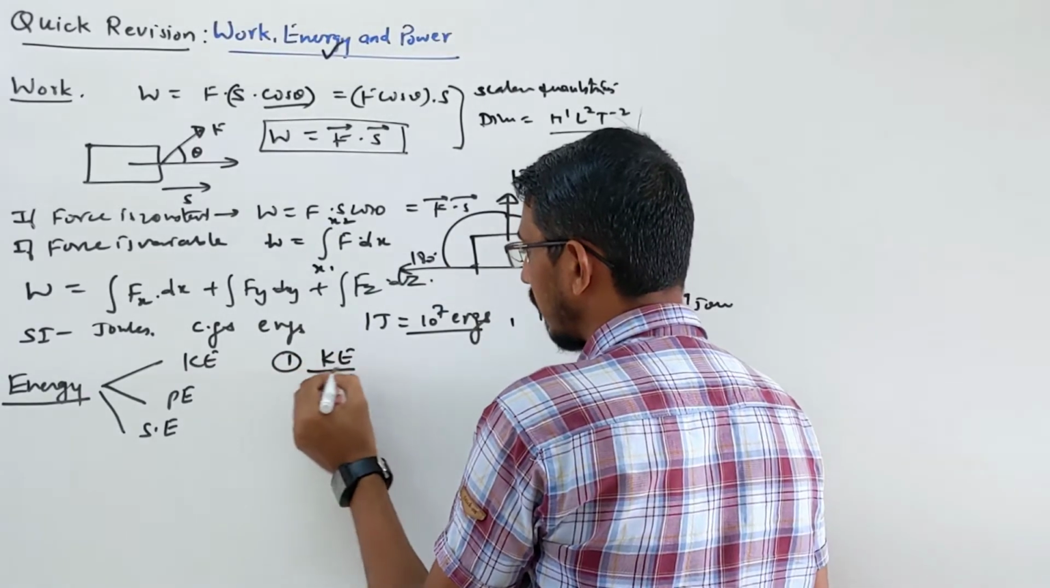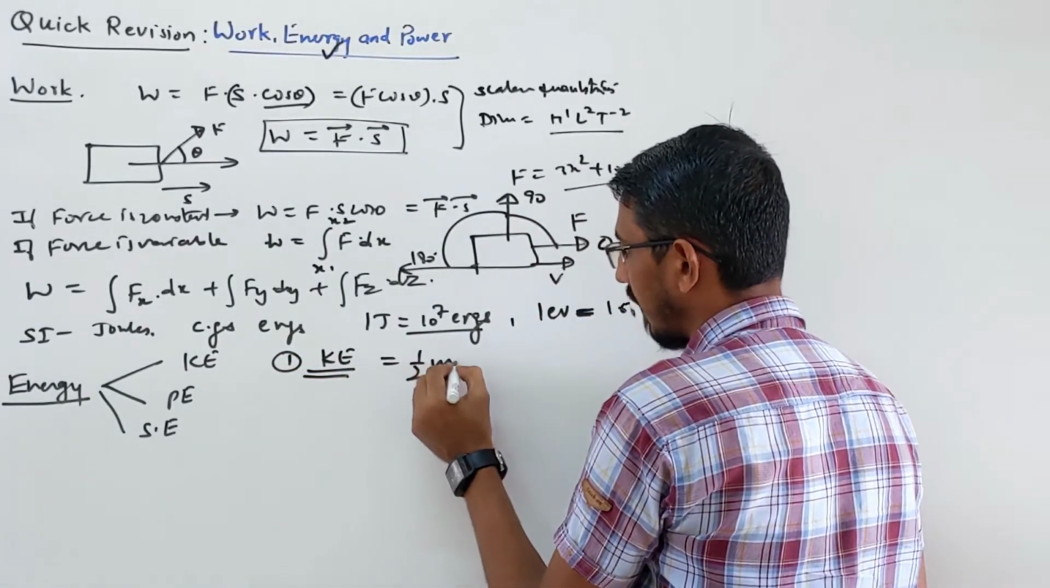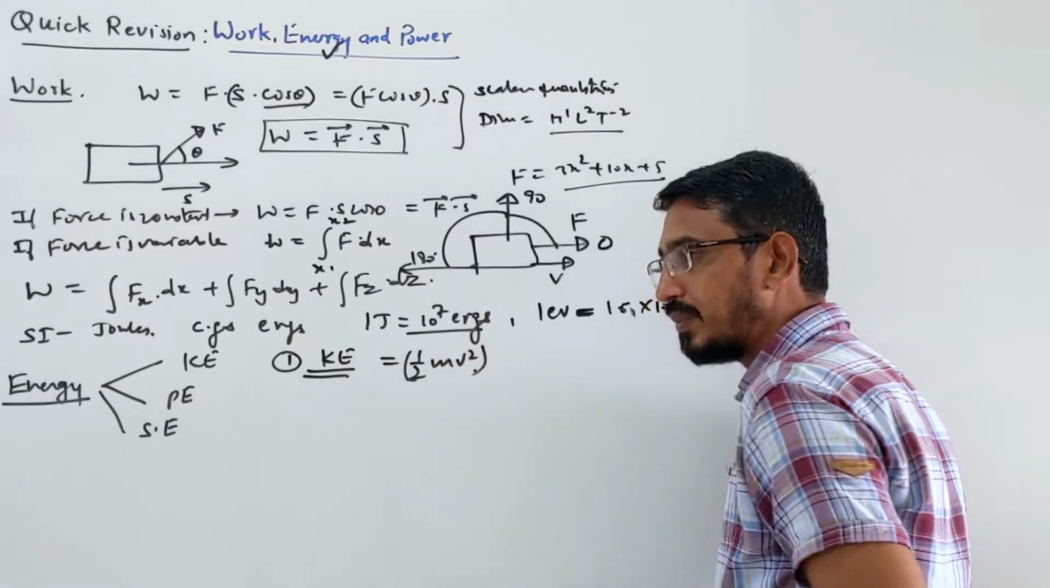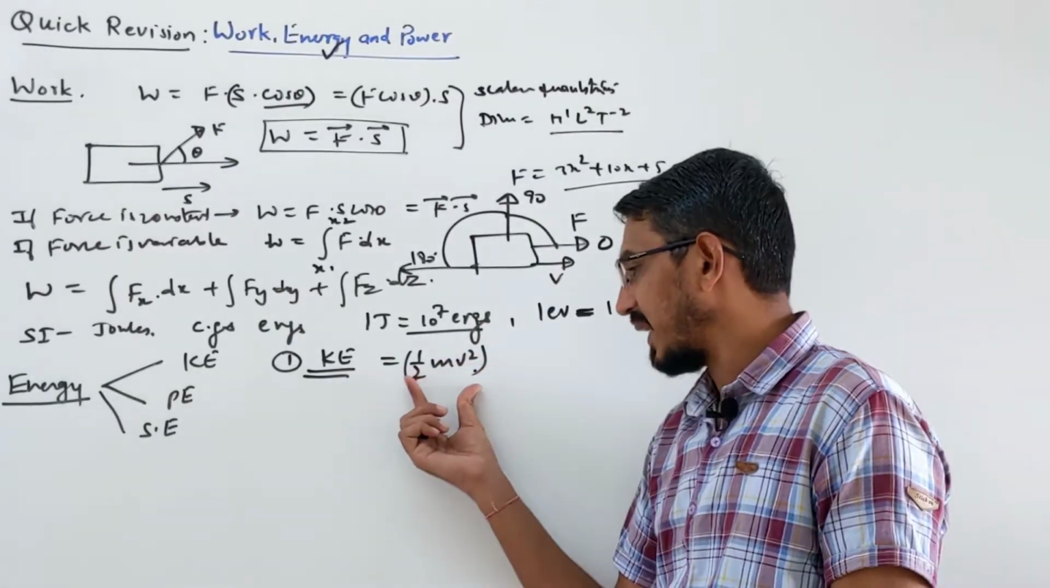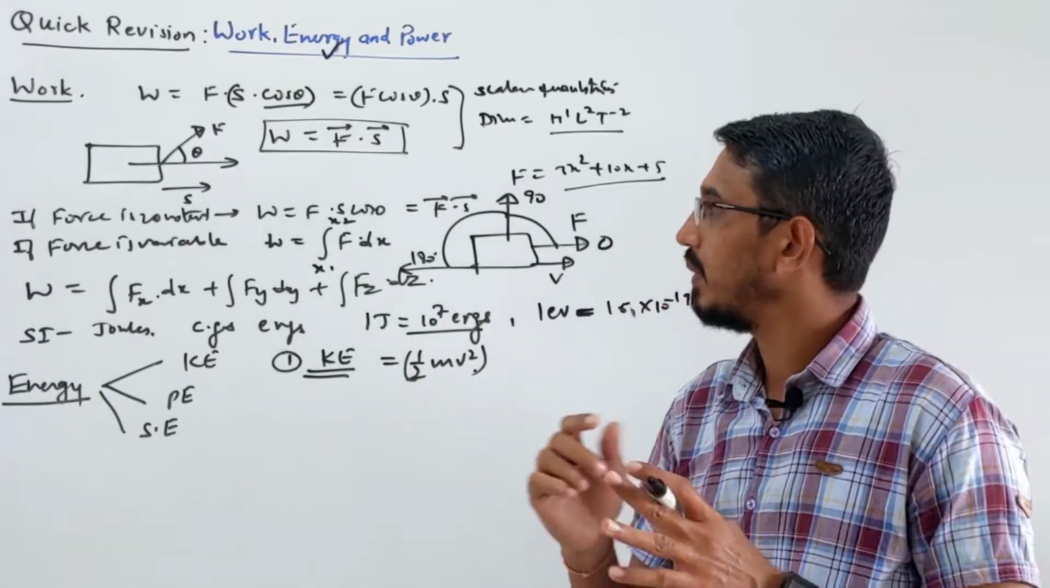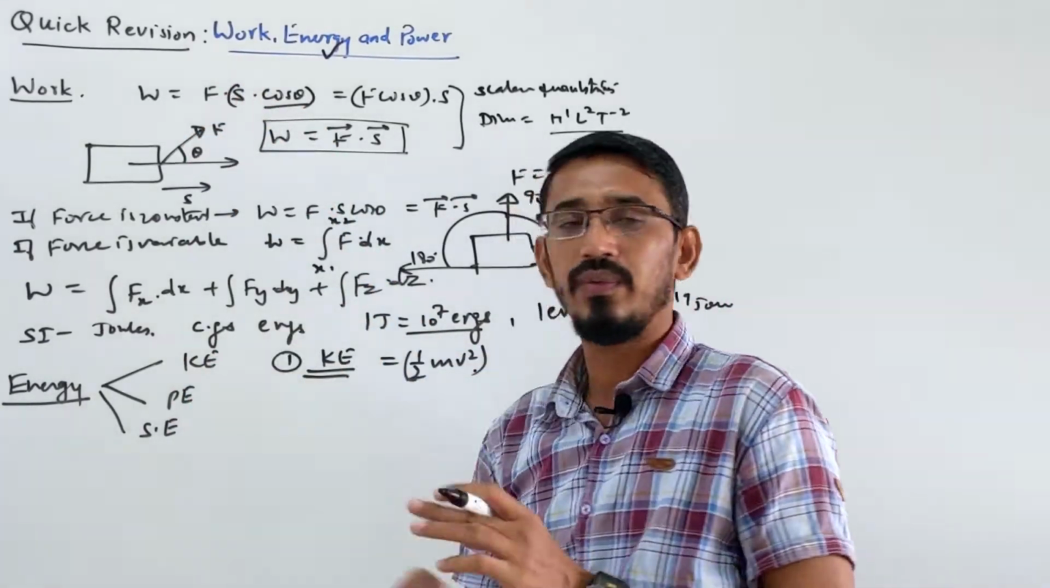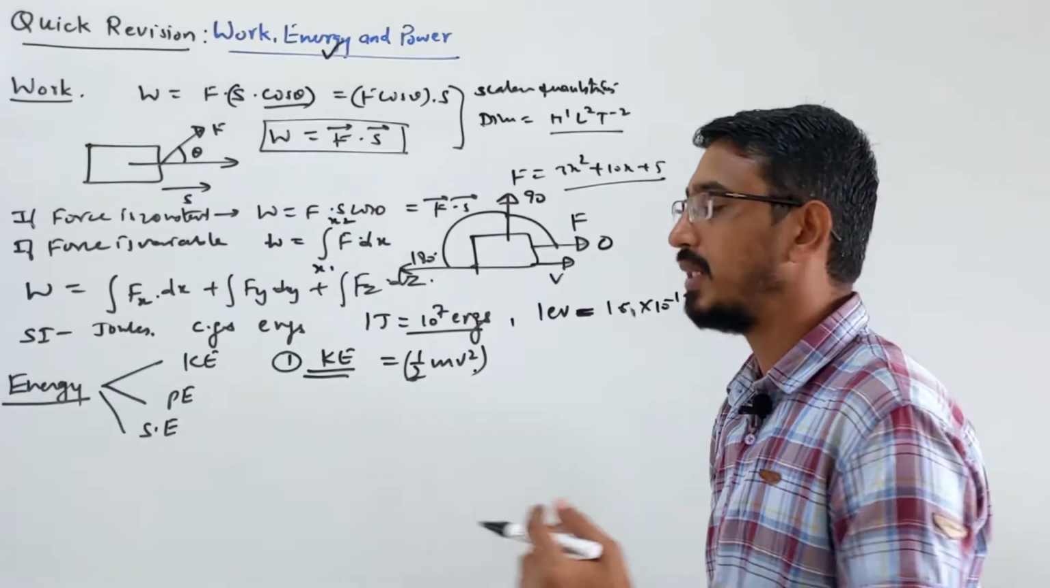In kinetic energy, the general formula everybody knows is half mv square, right? Yes, correct. This is the kinetic energy. Then we will talk about the main relation between work and kinetic energy. This is called the work energy theorem, correct? This is the main thing we have here.